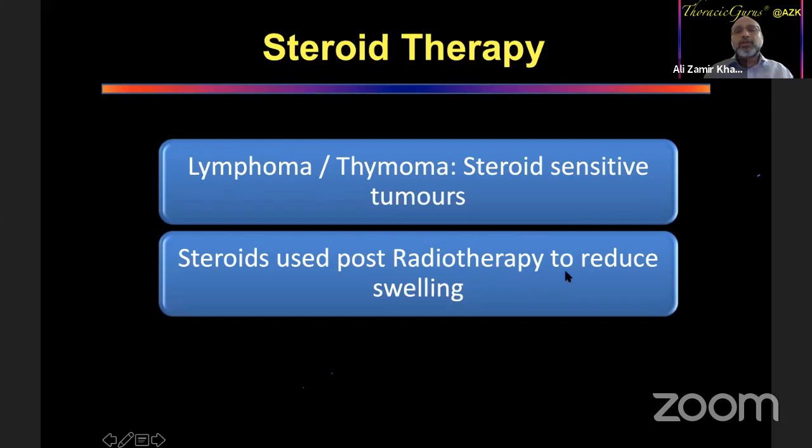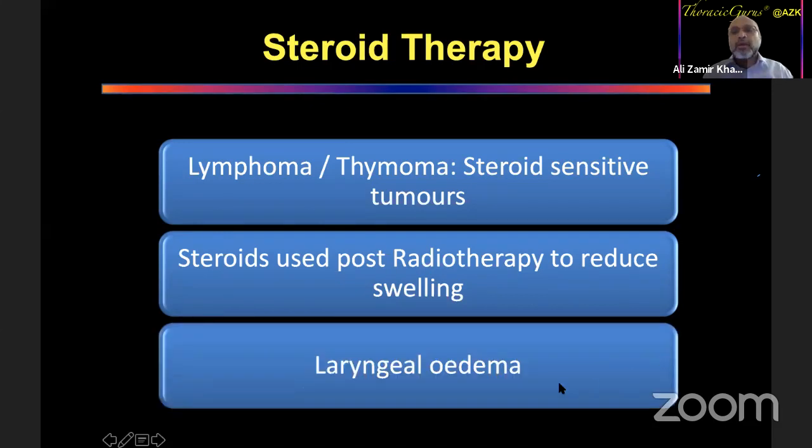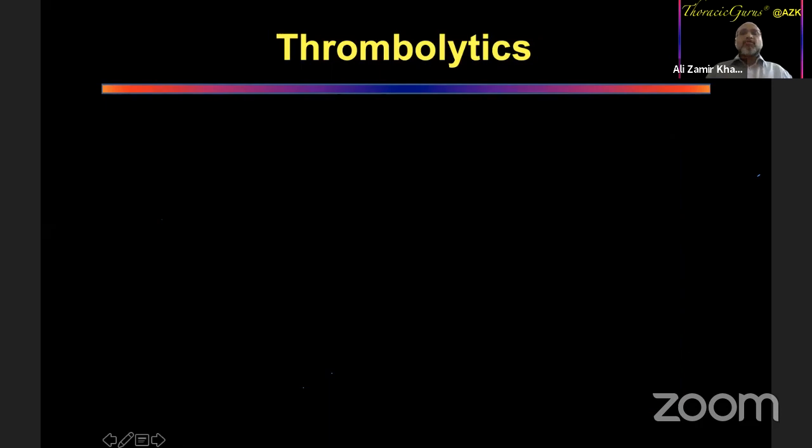Steroids are also used in post-radiotherapy patients to reduce the swelling because radiotherapy on one hand can reduce the size of the tumor, but on the other hand cause edema of the larynx. And so symptoms may regress, but respiratory symptoms may progress. So it is really a catch-22 situation. So steroids are used aggressively when you're giving radiotherapy, particularly for laryngeal edema. That's the one that you've got to be careful about. So whether the edema is coming from SVC obstruction or it's coming from the radiotherapy, you don't know, but you have to use high dose steroids to get control of the situation.